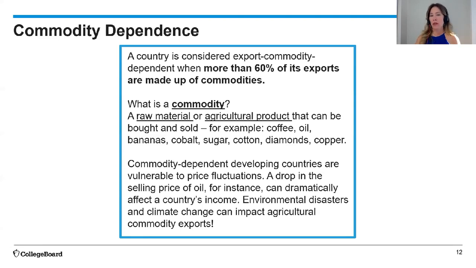Commodity dependent developing countries are extremely vulnerable to price fluctuations. A slight drop in the price of oil can have a dramatic impact on a country's development. If the price of a barrel of oil goes from $200 a barrel and drops to $10 a barrel, you know that that country might really suffer economically. Environmental disasters and climate change can also impact agricultural commodity exports.